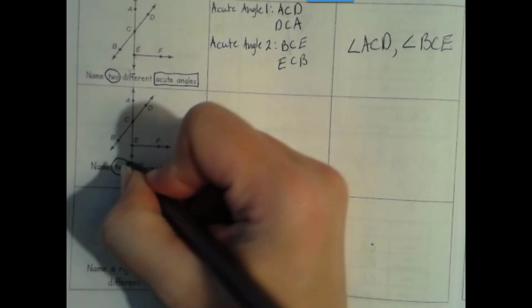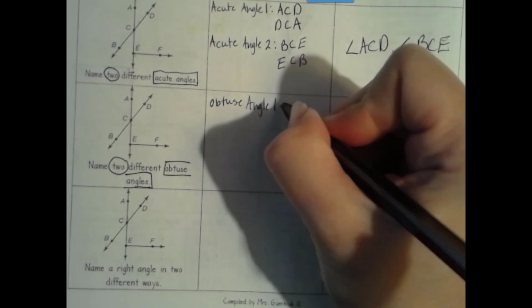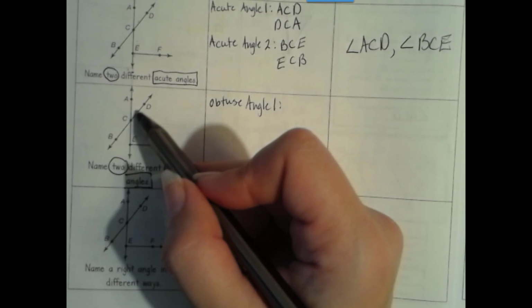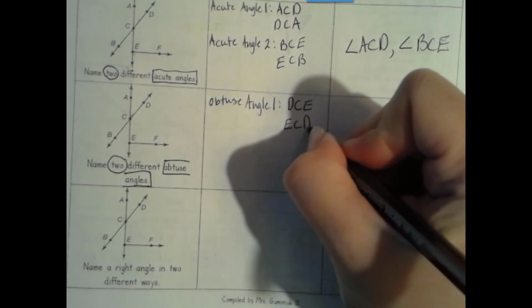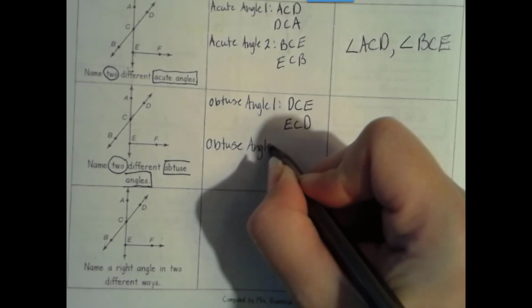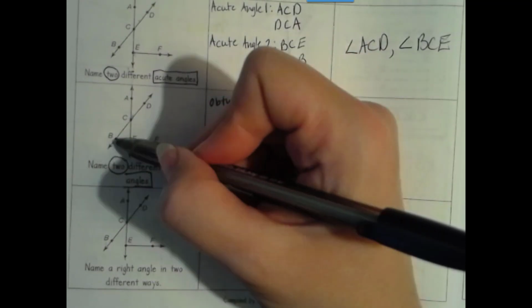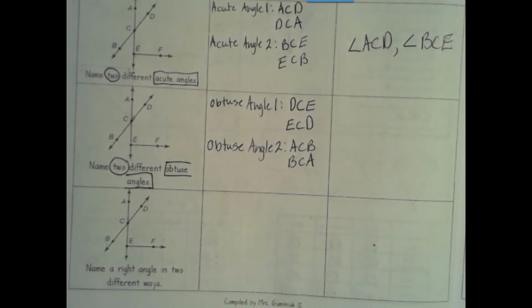Okay, this time we are looking at obtuse angles. So we're looking for two different obtuse angles. So obtuse angle 1. We have one right here. This one is definitely greater than 90 degrees or a square angle, so I could call that DCE or ECD, but the vertex has to be in the middle. Obtuse angle 2. We have ACB or BCA. So here's another obtuse one. ACB or BCA. Again, the vertex has to be in the middle.